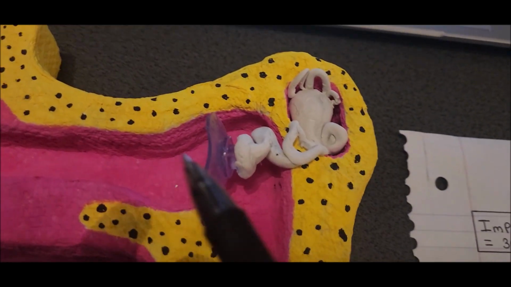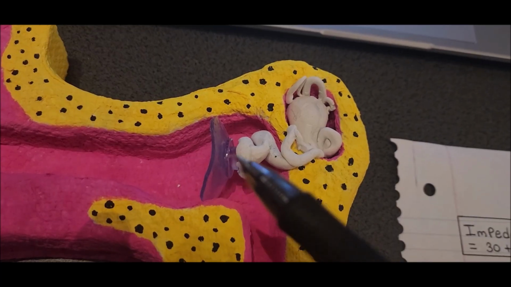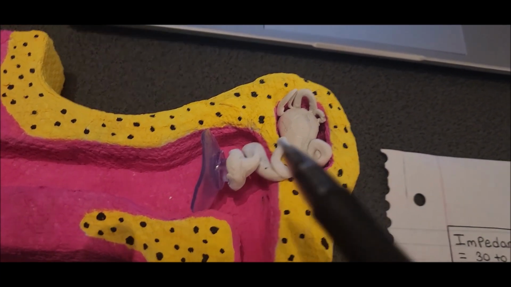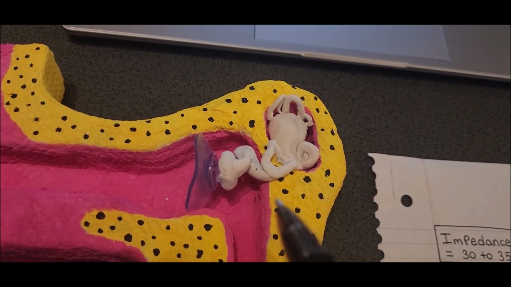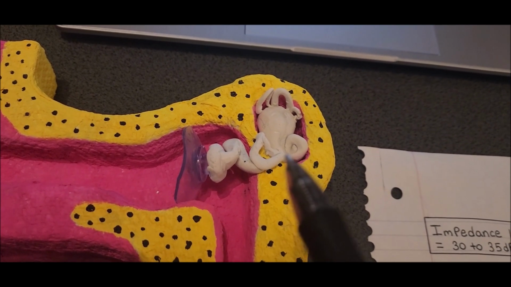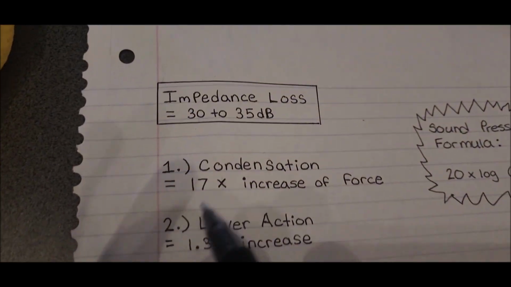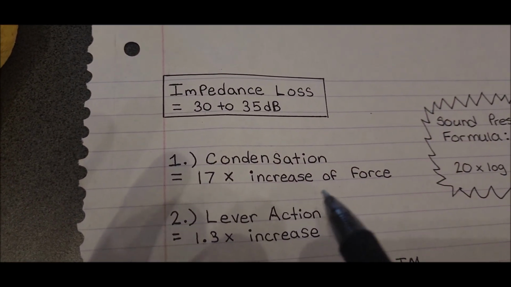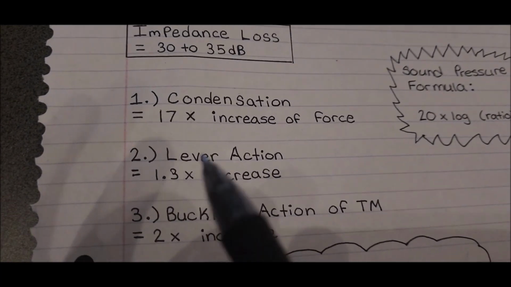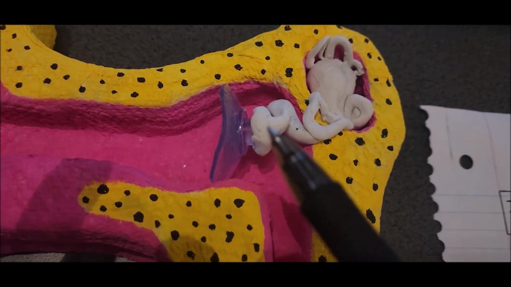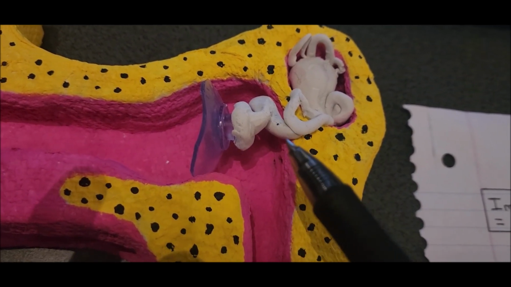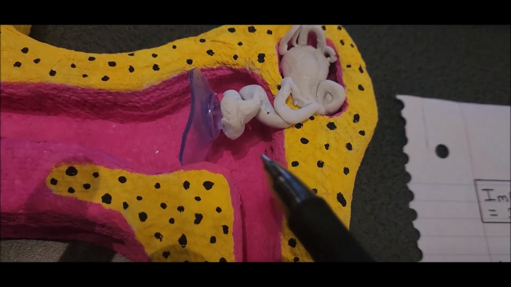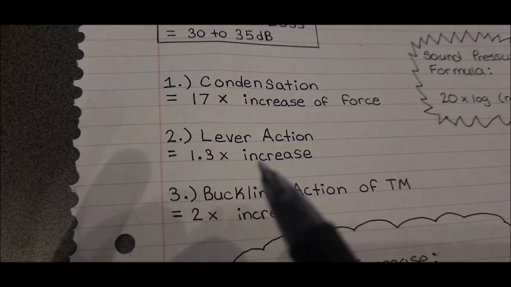Condensation basically refers to the tympanic membrane, or the eardrum, being much larger when compared to the oval window. Like we said before, it's actually larger by a magnitude of 17 to 1. So this results in a 17 times increase in force. Second method is the lever action, which basically refers to the handle of the malleus being approximately 1.3 times longer than the long process of the incus. This results in 1.3 times increase in force.